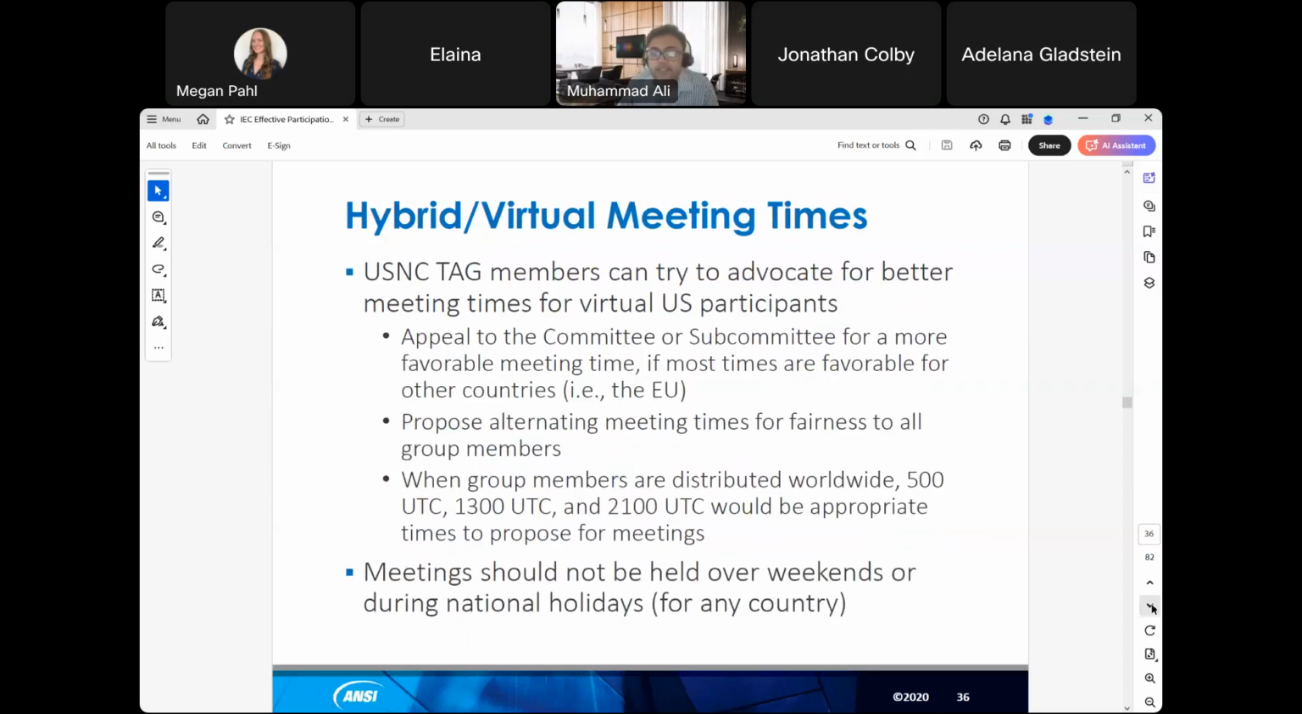The virtual meeting times, these are some of the best practices for meeting times. When group members are distributed, 0500 UTC, 1300 UTC, and 2100 UTC would be the most appropriate times to propose for the meeting. And then just make sure that meetings are not held over weekends or during national holidays of another country.